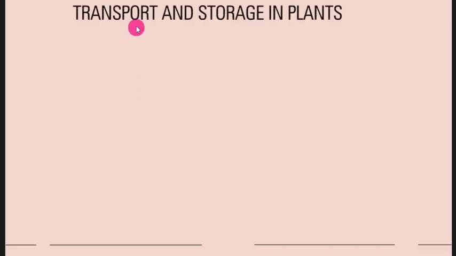Today's biology lesson is coming from grade 11 work on a topic known as transport and storage in plants. Without wasting much of your time, let's go straight into the topic.